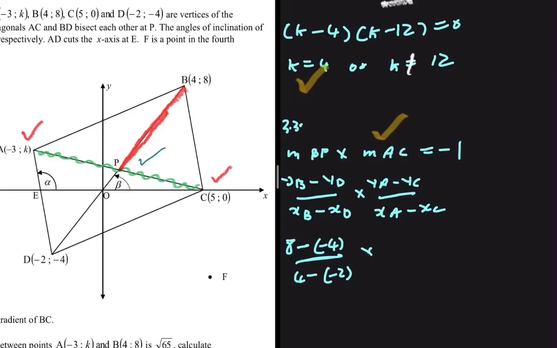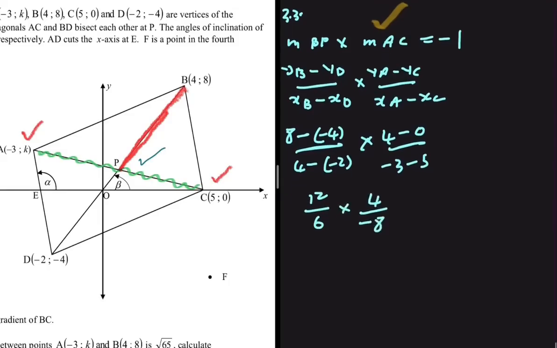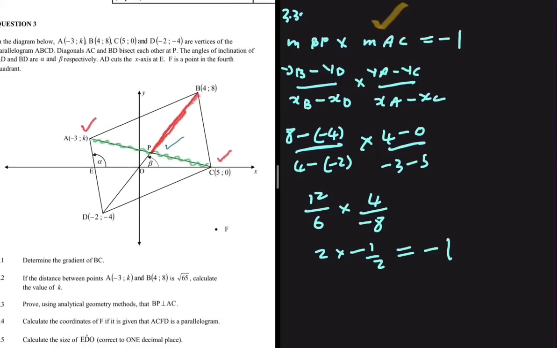We know what the value of k is now. The value of k is 4 minus y of C, which is 0, divided by x of A, which is minus 3, minus x of C, which is minus 5. So what is 8 minus 4? That is 12 divided by 6 multiplied by 4 divided by minus 8. So we have 2 multiplied by minus a half, and this is equal to minus 1. So there we go. Those two lines are perpendicular as the product of the gradients is equal to minus 1.